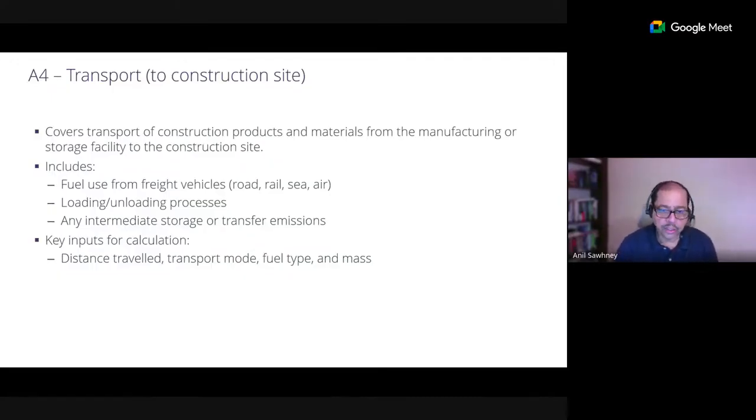So let's say your project uses ready-mix concrete. Emissions from those ready-mix trucks are all computed under A4 or transport. It includes fuel use from freight vehicles, road, rail, sea, air, loading, unloading from manufacturing site to the construction site, any intermediate storage or transfer emissions. So if you decide to stage your material somewhere, you should account for that also.